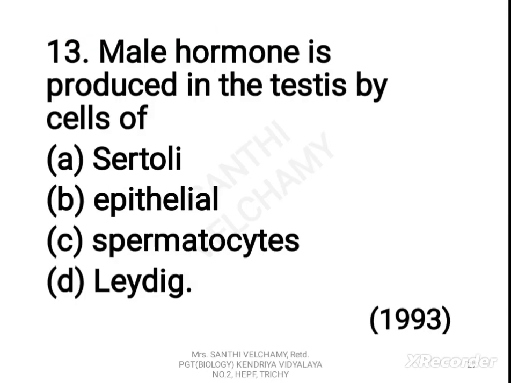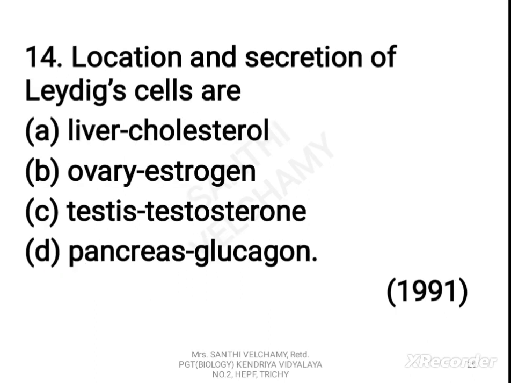So male hormone is produced in the testis by cells of A. Sertoli, B. epithelial, C. spermatocytes, D. Leydig. The correct answer is D. Leydig.